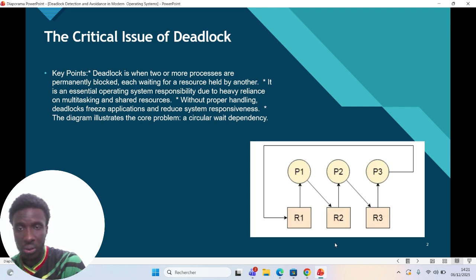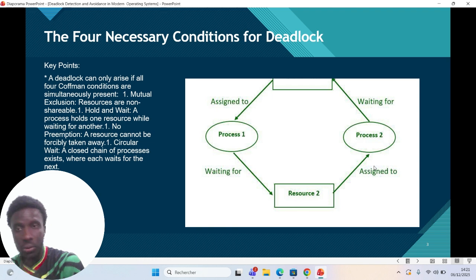The diagram illustrates the core problem: a circular wait dependency, as you can see here in the diagram. And after, we're going to talk about the four necessary conditions for deadlocks.